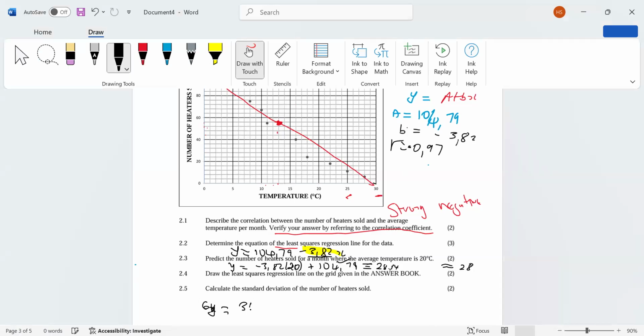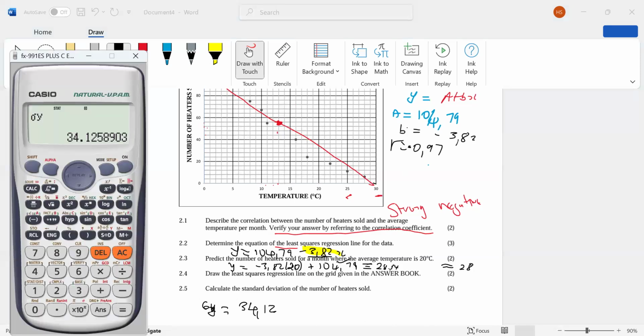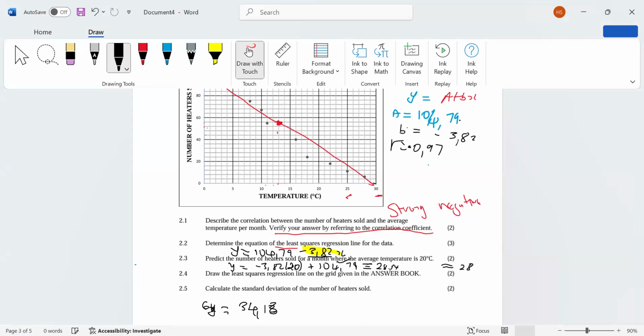It's 34.13. Our standard deviation is the spread. It doesn't have anything to do with rounding, so you can leave it as decimals. It just tells us about the spread.